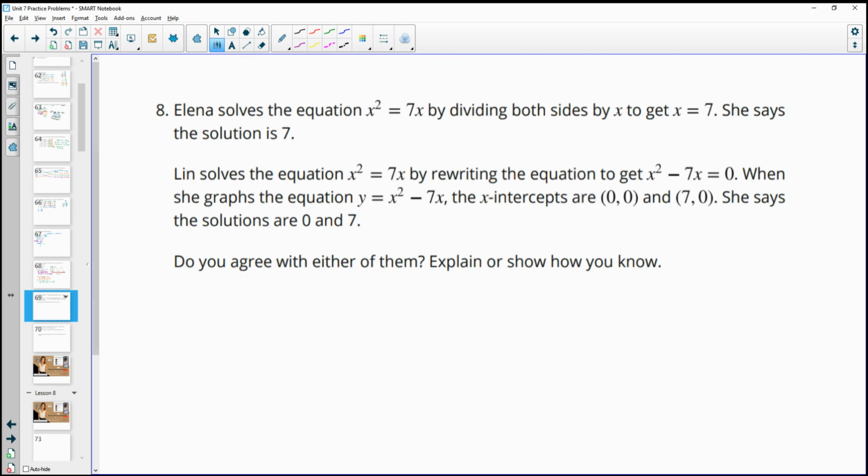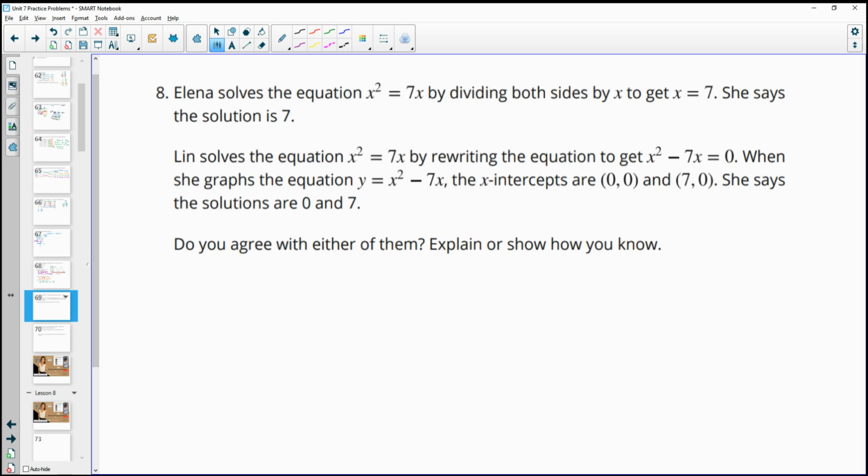Number 8, Elena solves the equation x squared equals 7x by dividing both sides by x to get x equals 7. She says the solution is 7. Lynn solves the equation x squared equals 7x by rewriting the equation to get x squared minus 7x equals 0. When she graphs the equation, the x-intercepts are (0, 0) and (7, 0). So she says the solutions are 0 and 7. Do you agree with either of them? And explain or show how you know.